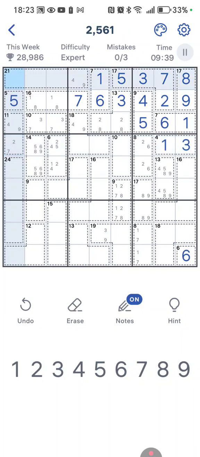Yep. So what are we missing? So it's 2, 4, 6, and 9, I think, up here. Excellent. So I've got the top done.